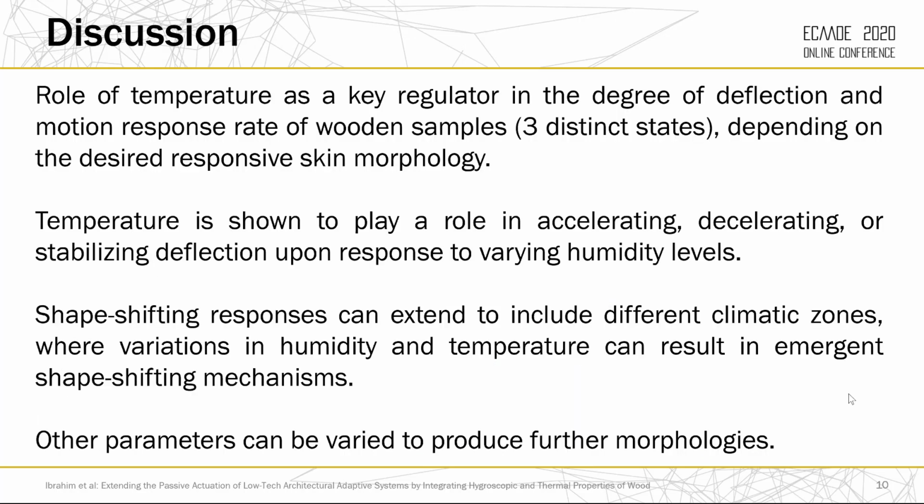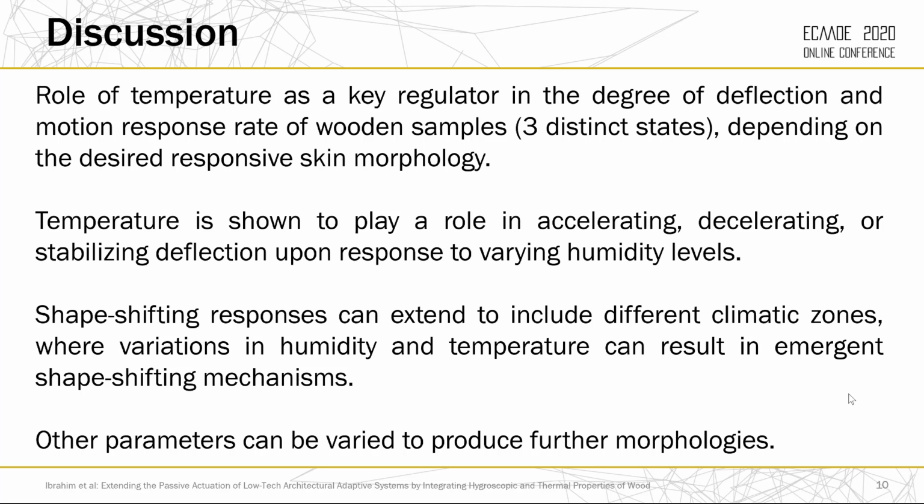In terms of the general discussion, the added value of introducing temperature in this setting involves its role as a key regulator in the degrees of deflection and motion response rates of the wooden samples. This involved three states. In the first state, deflection occurred based on the absorbable capacity of the sample and its direct response to varying levels of humidity. In the second state, the deflection and motion response rate were more controlled and subtle. And in the third one, yet another pattern of deflection was observed where temperature acted as a catalyst and accelerator for deflection and motion response rate.